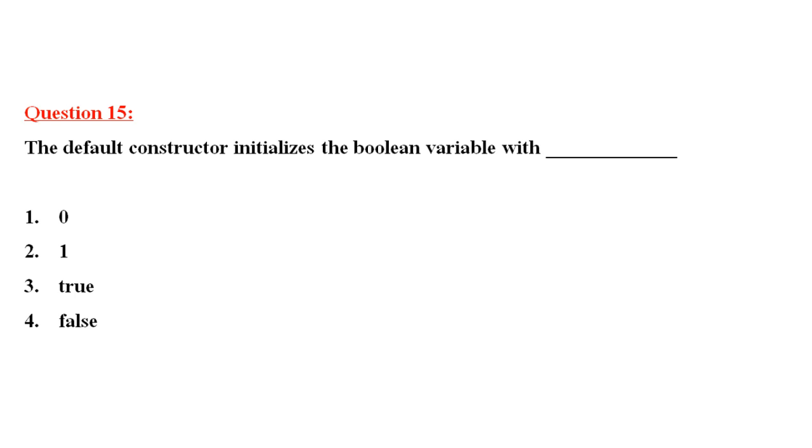Question number 15 is the default constructor initializes the Boolean variable with number 1 0, number 2 1, number 3 true, number 4 false. When it is a Boolean variable, either it will be initialized with true or false, but the default constructor will initialize the Boolean variable with false. So the fourth answer is correct.